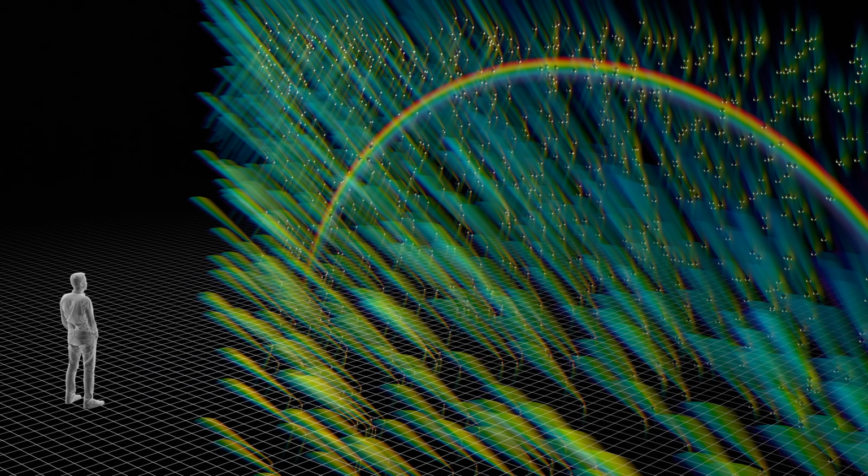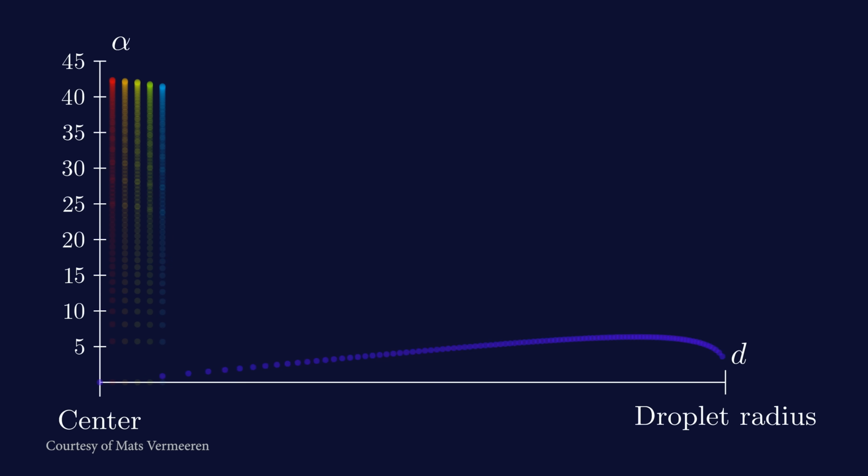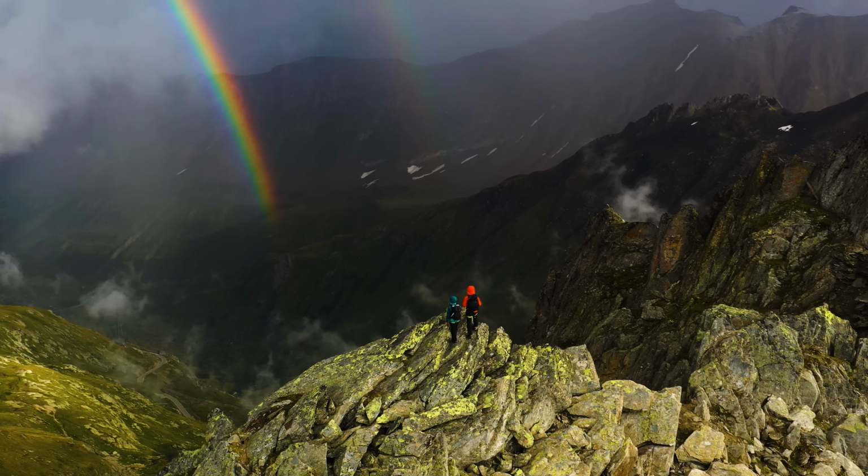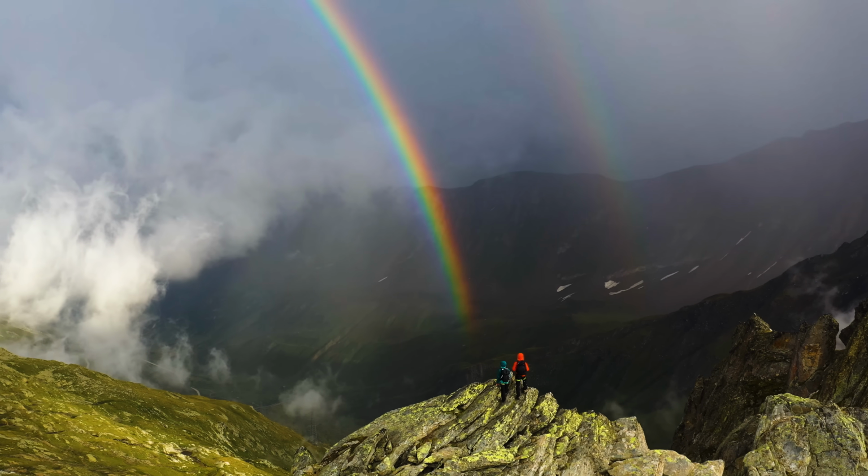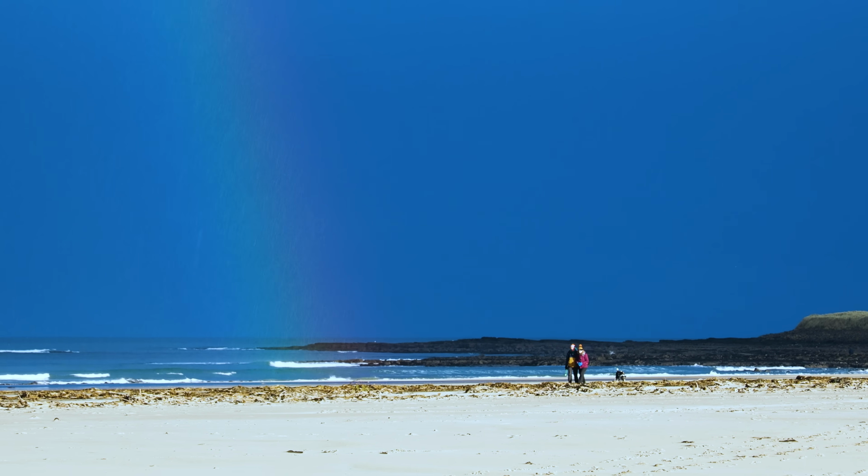Oh yeah, we're going deep on this one because the full explanation is so much more satisfying than anything you've seen before. To make a rainbow, you need three things: raindrops, the sun, and you, an observer.